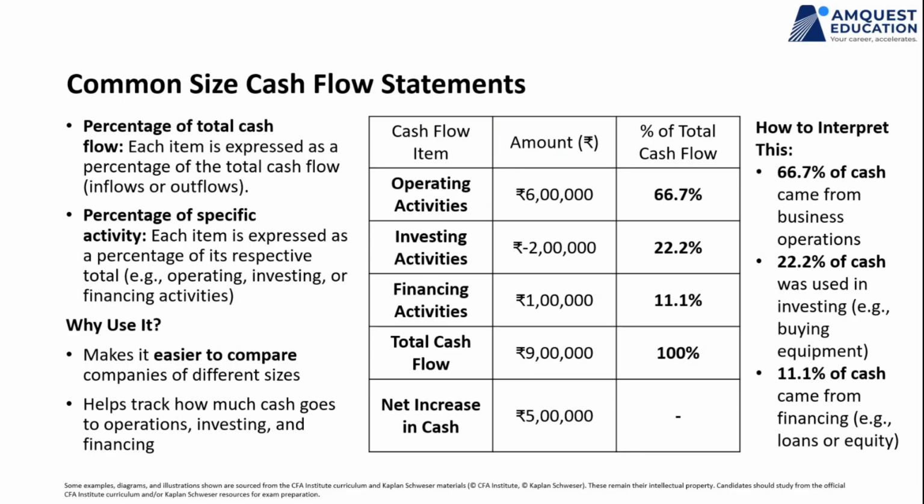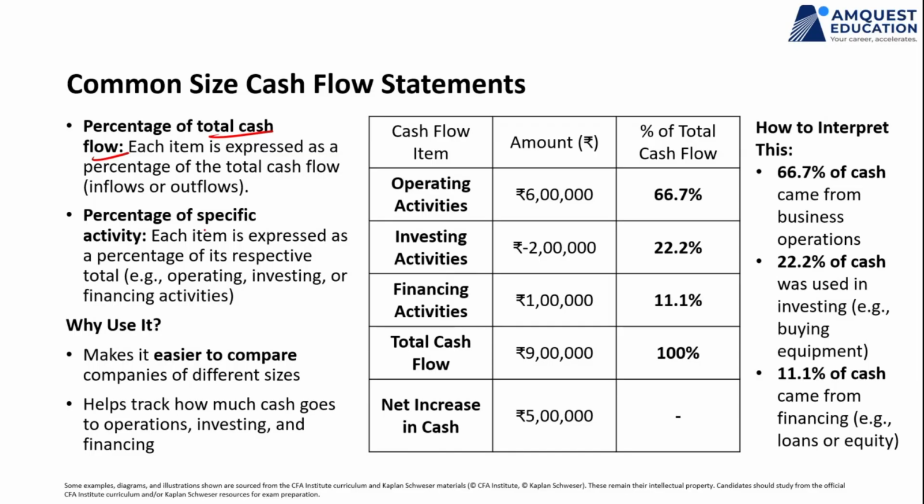Like the income statement and balance sheet, there is also a common size cash flow statement. Now, in the common size cash flow statement, there are two possible options. In the income statement, you had no option: you have to divide everything by revenue. In the balance sheet, you had no option: you have to divide everything by total assets. In common size cash flow, you can express each item as a percentage of the total cash flow, inflows or outflows, right? That is option number one. You can represent everything as a percentage of total cash flow.